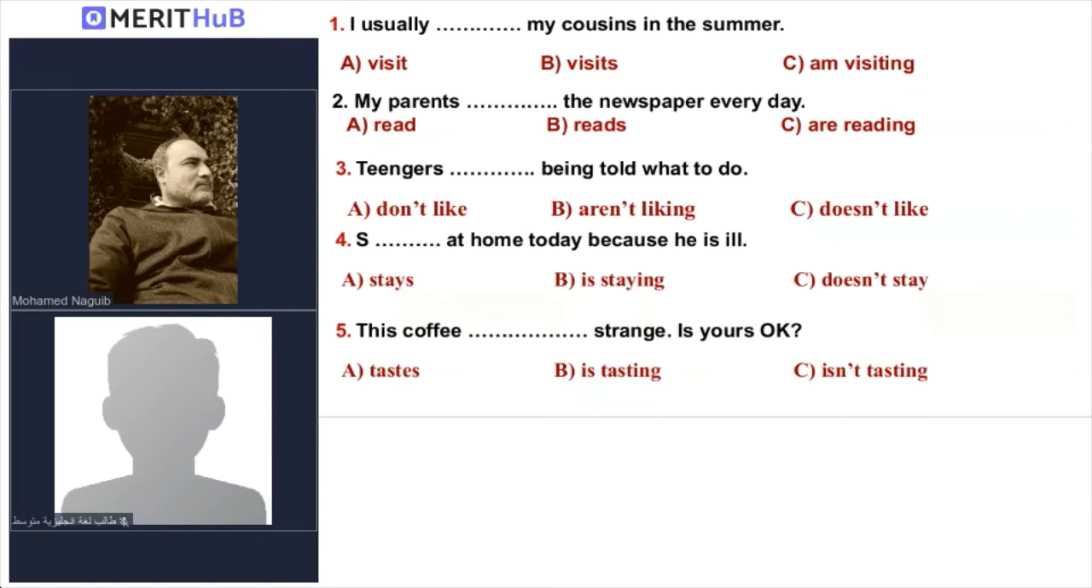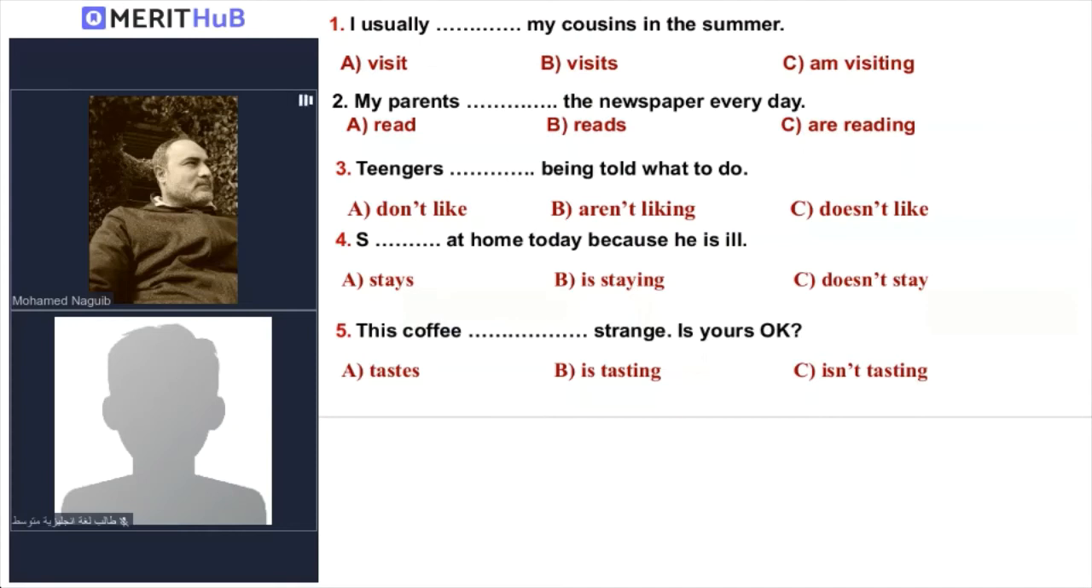Adverbs of frequency. So here, what am I going to choose? Do I think of present simple or present progressive? Yeah, you're right, present simple. But here we have two forms of the verb, with S and without S.